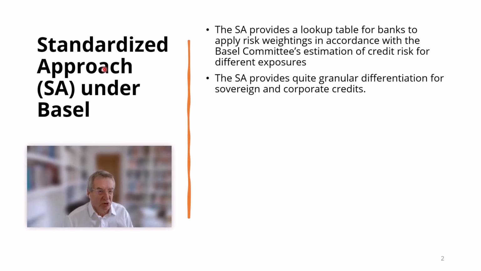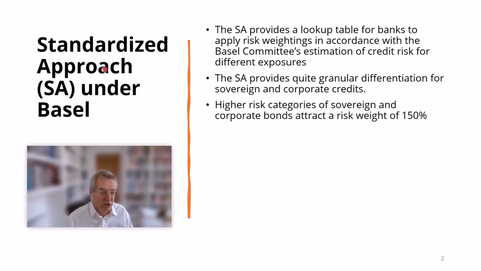So the approach, which I'm going to come on and show shortly, provides quite granular differentiation for sovereign and corporate credits. Higher risk categories of sovereign and corporate bonds, for example, could attract a risk weighting of 150%. So in other words, you take the face value of the exposure, you multiply by 150%, and then use that number to derive the capital charge or the capital requirement.